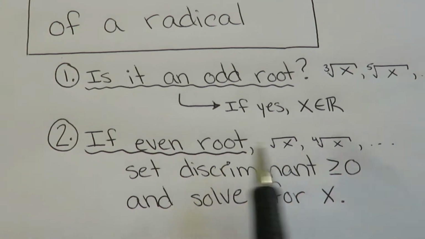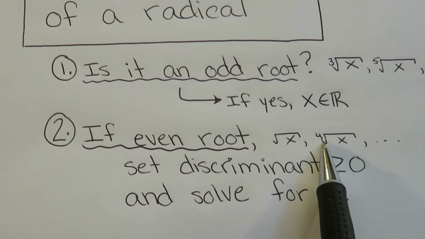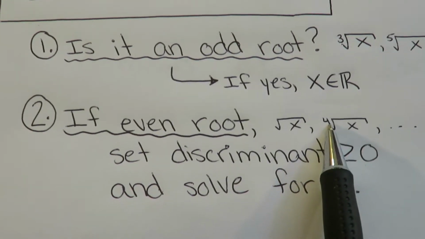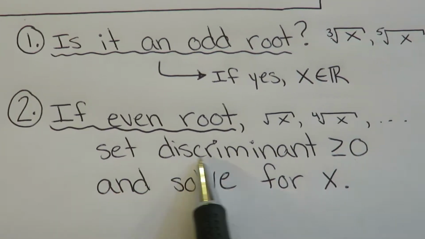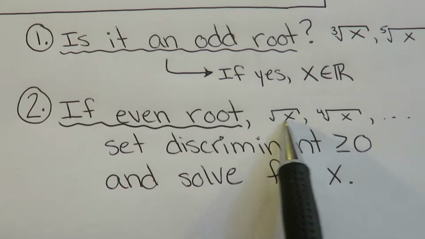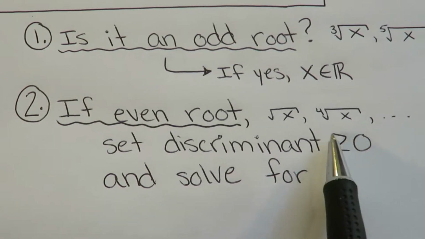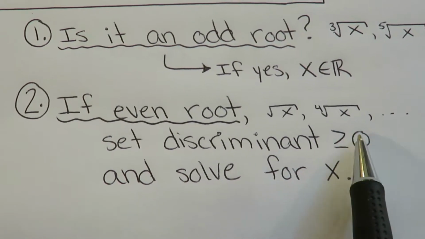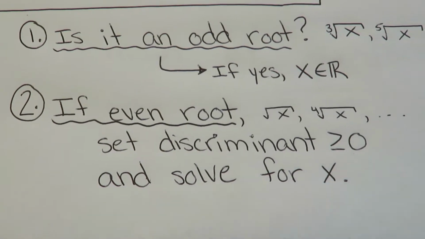But if it's an even root, so that would be a square root or a fourth root or anywhere where the index is an even number, you're going to set the discriminant, which is that stuff underneath the radical, to greater than or equal to 0, and then you're going to solve for x.